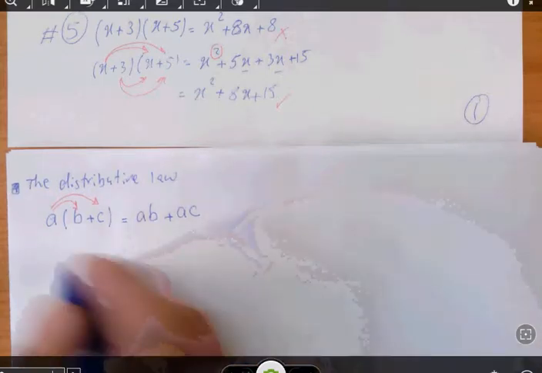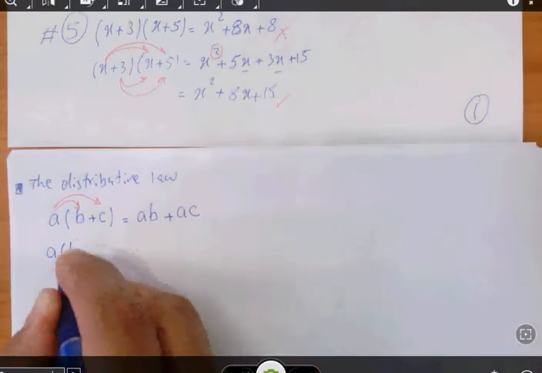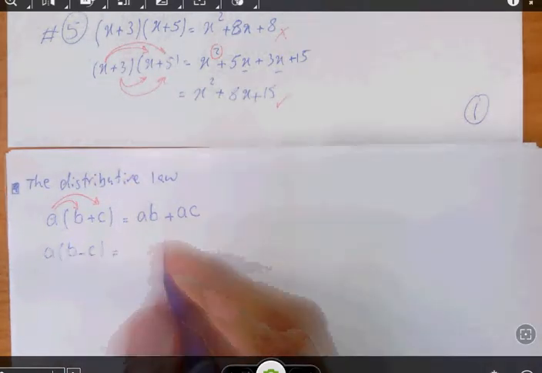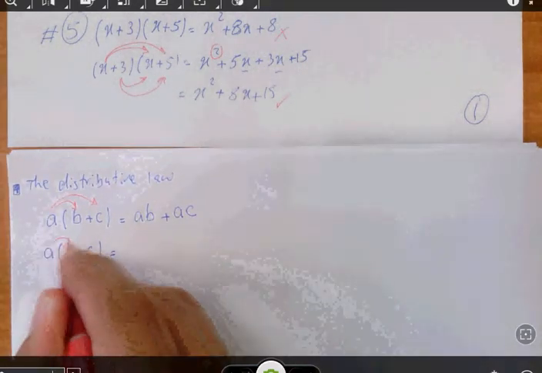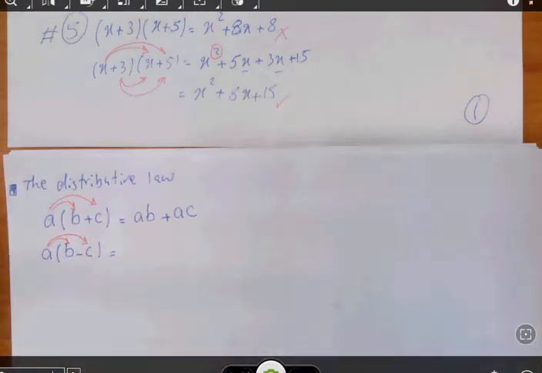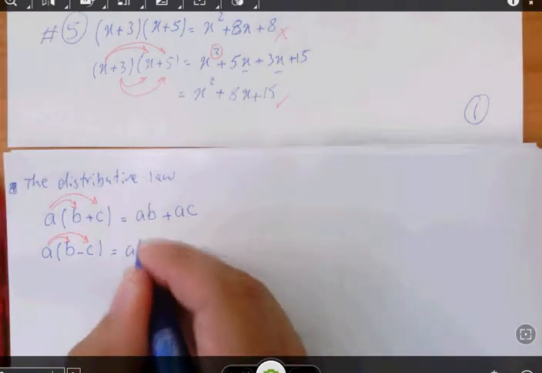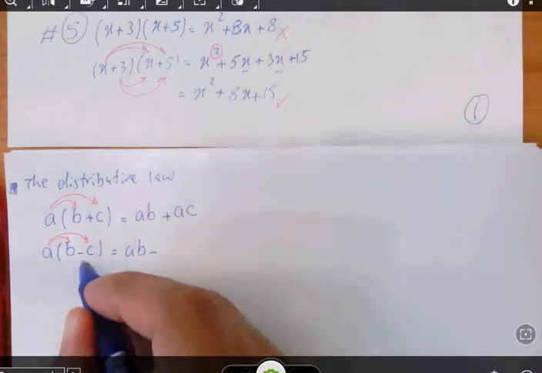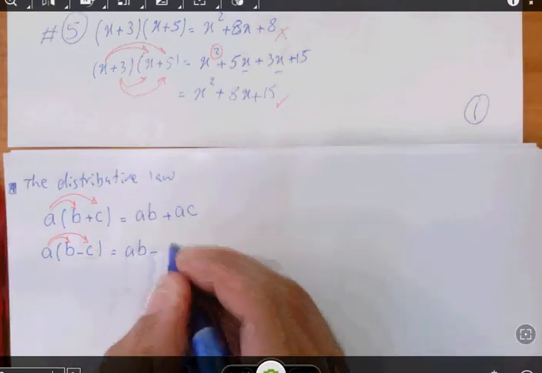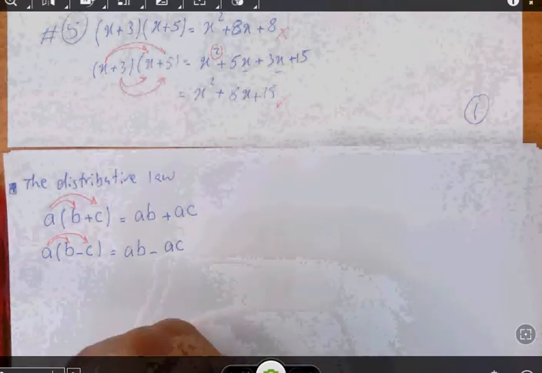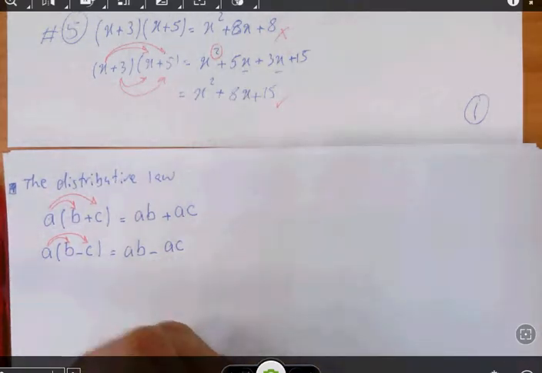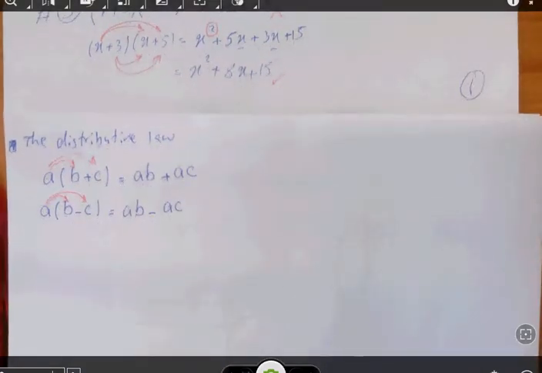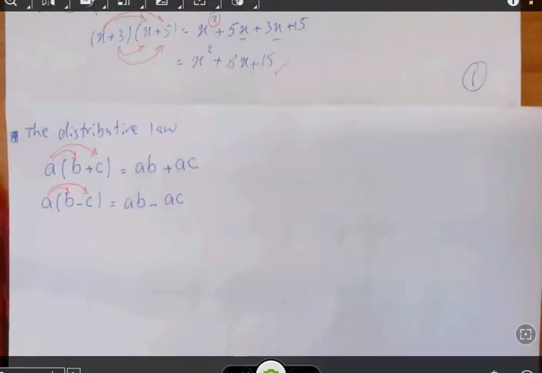So what if I have A(B minus C)? Well, it's the same story. I take A inside the bracket. I get A times B and then A times C. A times B is AB. Because I have a negative sign over there, it's A times negative C, or negative AC. See how it works? Very good. Cool. Let's keep going with the other expansions of brackets as well.